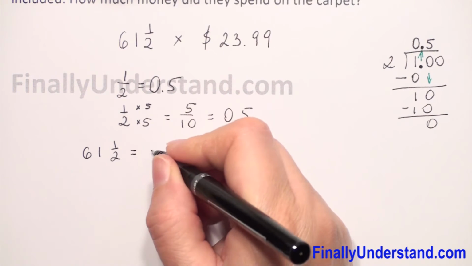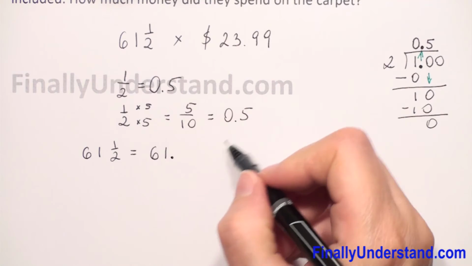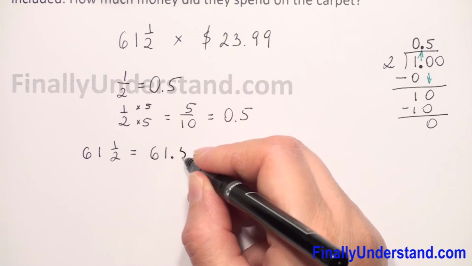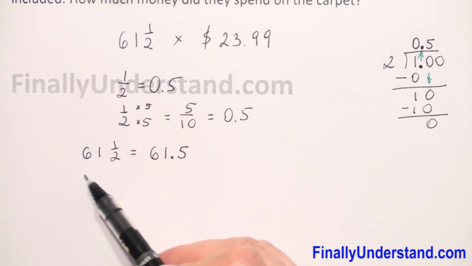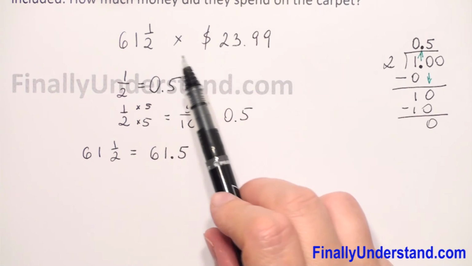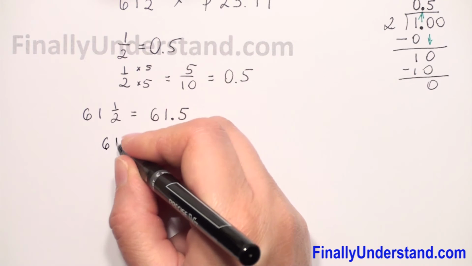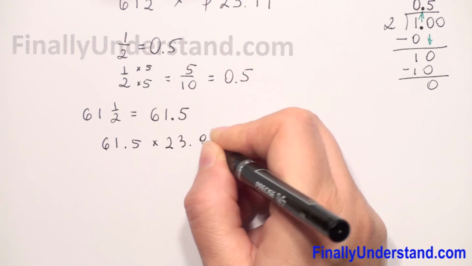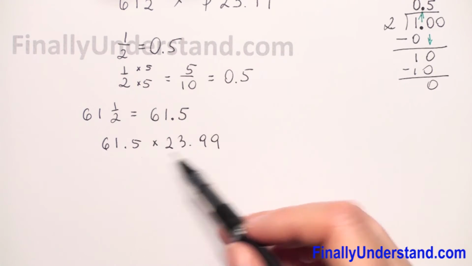So we have that 61½ is equal to, we copy the whole number and add the decimal point. 1/2 is 0.5, so after the decimal point we have 5. We changed the mixed number to a decimal number, and now we can do multiplication. We have 61.5 times 23.99.